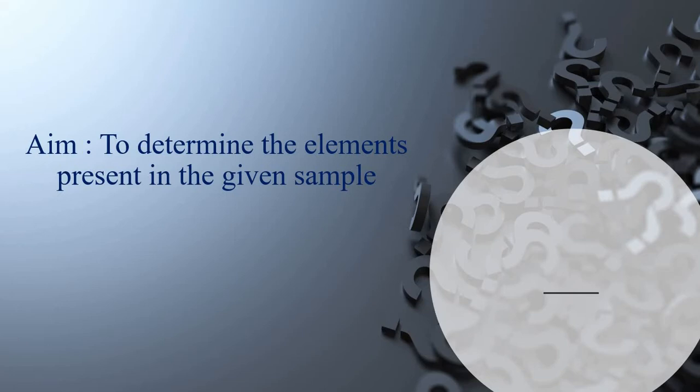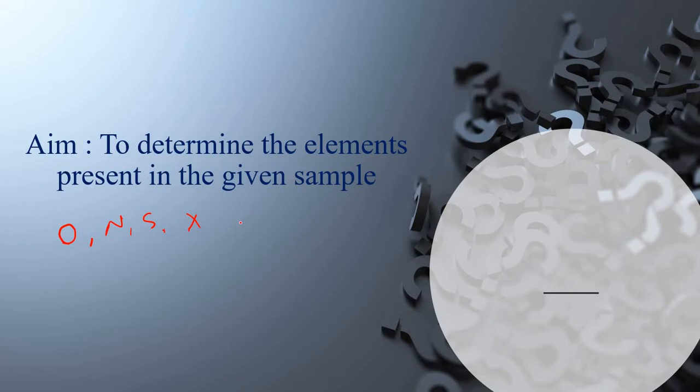As you know, organic compounds are compounds which contain carbon and hydrogen along with some heteroatoms. The heteroatoms may be nitrogen, sulfur and halogen atoms. Along with that, you will find there is a presence of oxygen also. These elements, if present, can be determined with the help of some organic tests.